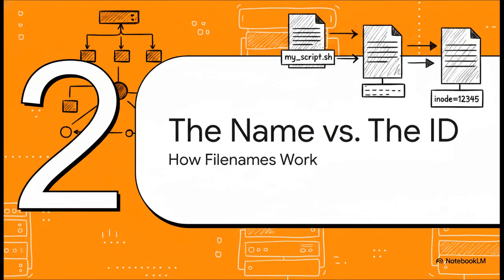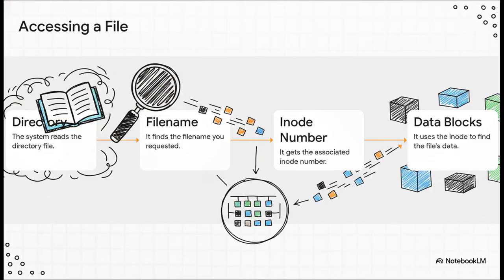So, if the inode doesn't store the file name, where is it? And how does the system possibly connect the name you type, like myscript.sh, to the actual file? Well, this brings us to the really important difference between a file's name and its real identity. So how does it all connect?